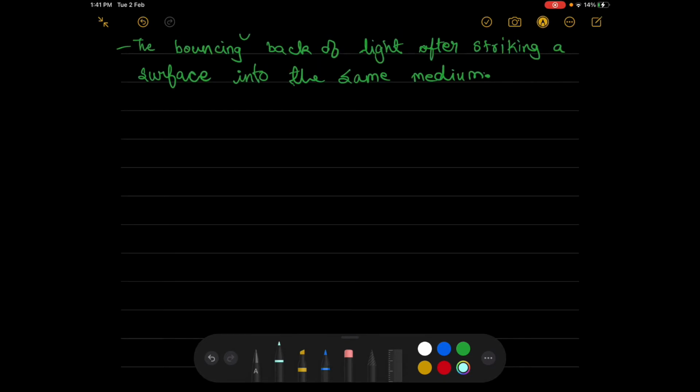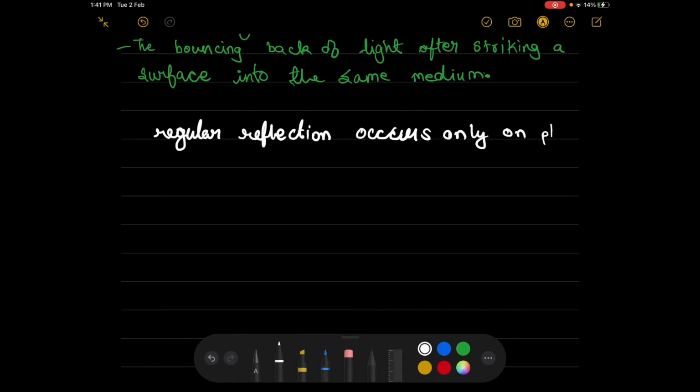Regular reflection occurs on a plane mirror. That's the basic thing. There are other differences as well, but this is the most basic part of it: regular reflection occurs on plane surfaces, like a plane mirror.